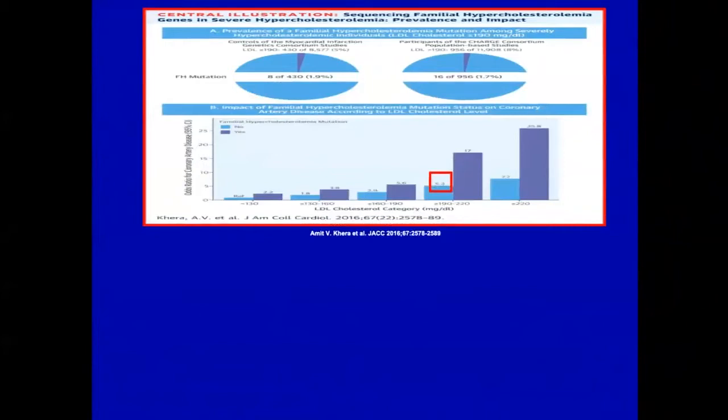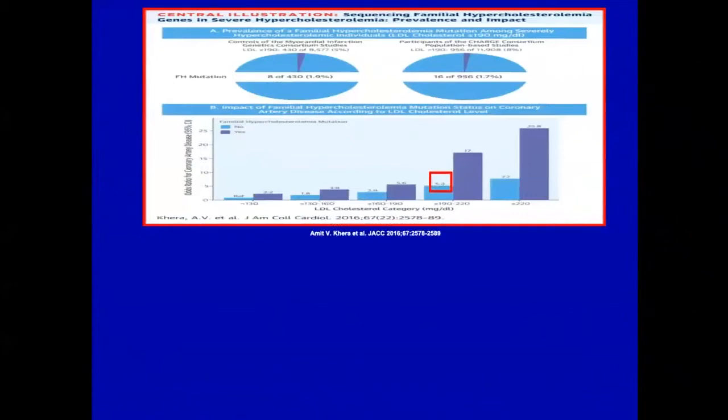I put this slide up, which is difficult to follow, but I'll summarize it for you. What they've done is they've taken patients with LDL cholesterol of 190 to 220, and they have compared them to those whose LDL cholesterol levels are less than 130, which is the average for our US population. Whether they have FH or not, look at what is your risk of having a heart disease related event. Five times higher risk, even if you don't have FH. If you have FH, that risk goes up to 17.